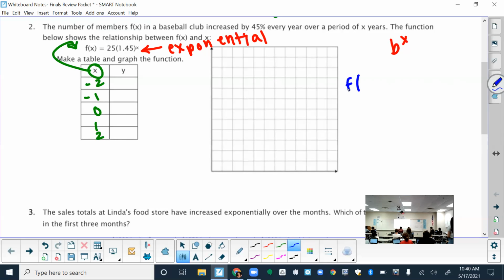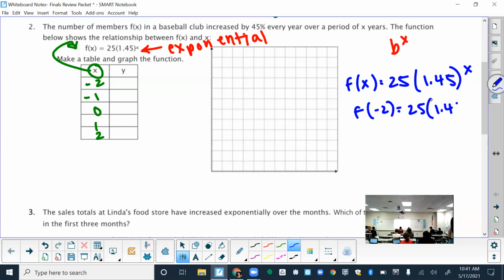So here's my equation: 25 times 1.45 to the x power. If my first x value is -2, I'm going to plug that in anytime I see an x. The left side of the equal sign is just notation. It's not like I'm saying solve for f. You just leave the left side alone, saying that -2 is your input. Your output is what you get from putting this in your calculator.